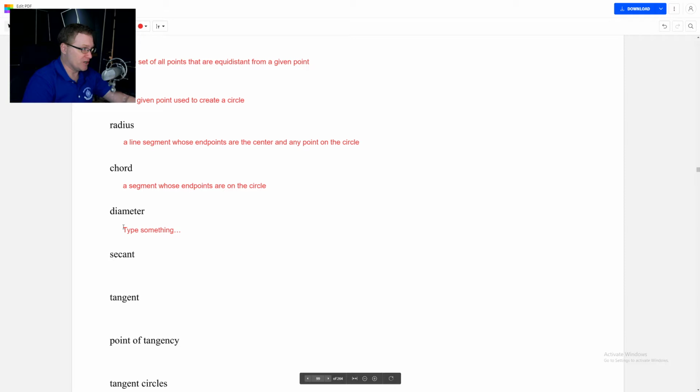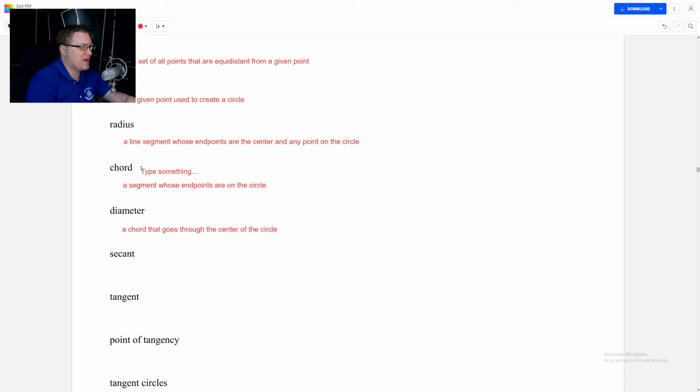A diameter is a special kind of chord. All right. So a diameter is a chord. So it's a segment whose endpoints are on the circle, and it goes through. So it's a chord that goes through the center of the circle. All right. So that's a diameter.